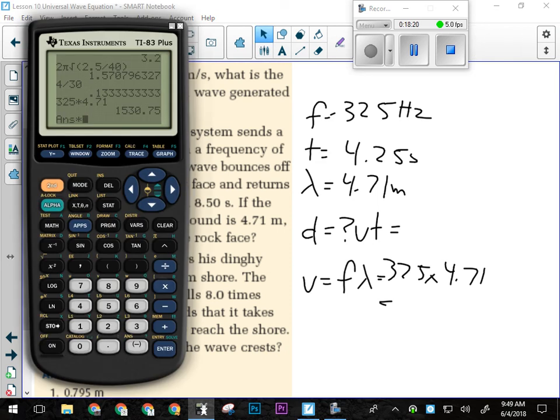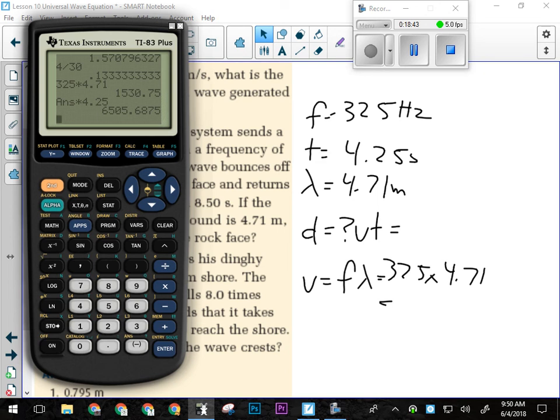So we got V. They told us it takes 8.5 seconds to get there and back, so times 4.25 is how long it took to get there. That means it is 6,505 meters. Actually, there's only 3 significant figures there, so 6.51 times 10 to the 3 meters would be how far that rock face is away. All right, everybody okay with that one?